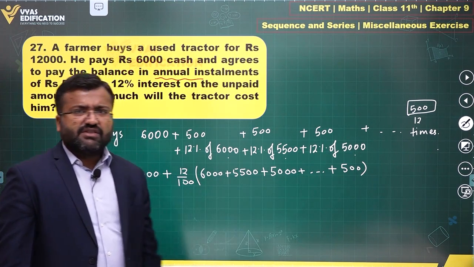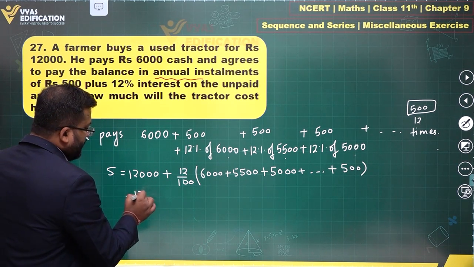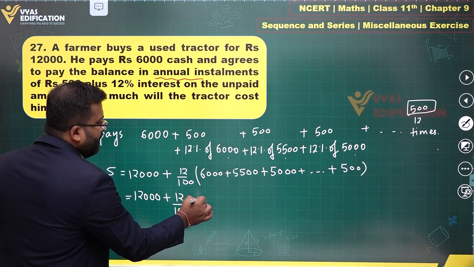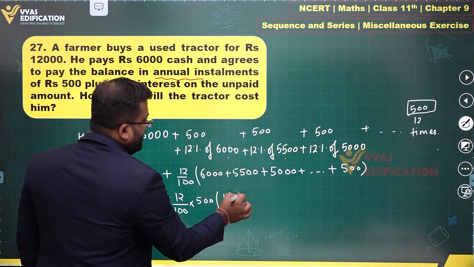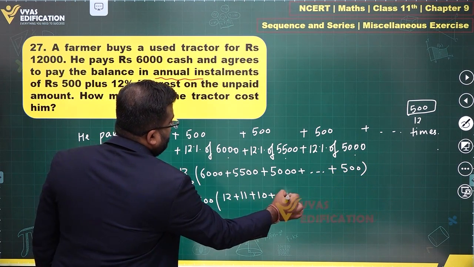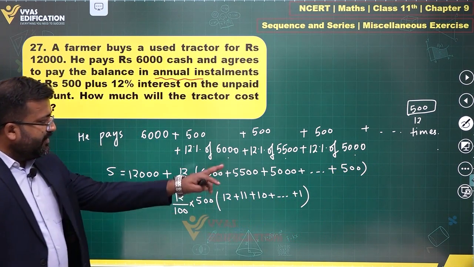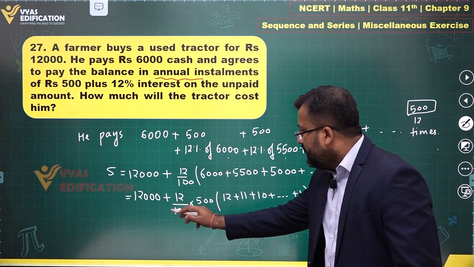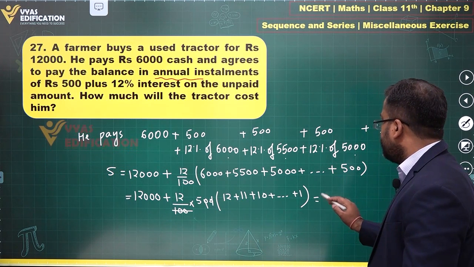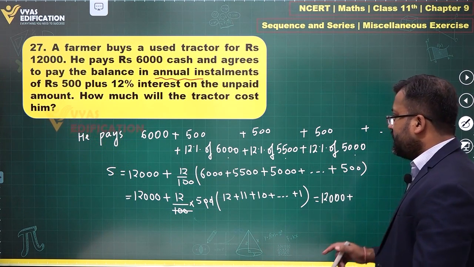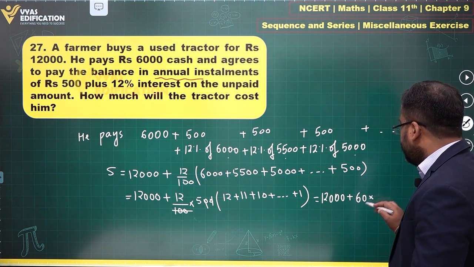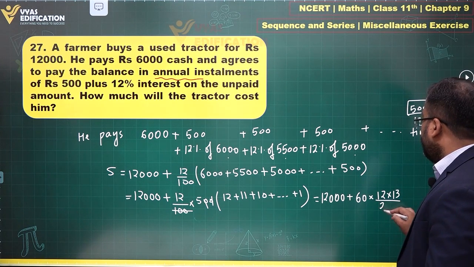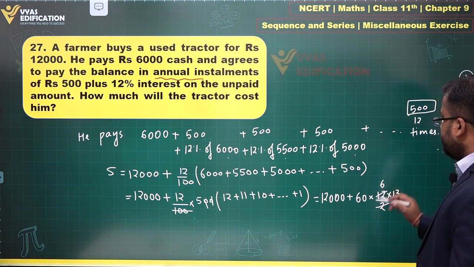This is an arithmetic progression which is very simple to handle. 12,000 is okay, plus 12 upon 100 is also okay. You can take out 500 common from here. What remains is 12 plus 11 plus 10 plus dot dot dot up till 1. This is the sum of natural numbers, which is very easy to handle, right? 100 goes with these two zeros. This becomes 12,000 plus 60 times the sum of 12 numbers. This is 12 into 13 by 2. Yes, this is 6.